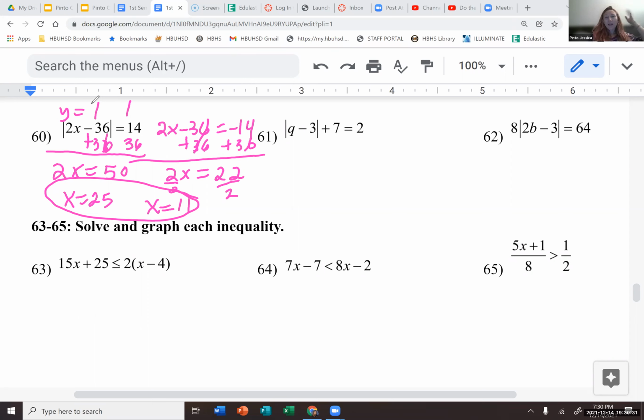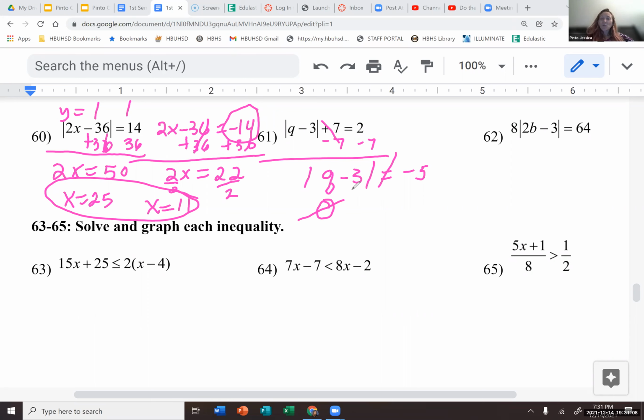Okay, so 61, I can tell looking at it, I need to isolate the absolute value first. So when I subtract 7, this problem is just kind of a waste of time. I get the absolute value of q minus 3 is equal to -5. But remember, we said absolute value is distance. Distance is always measured in positive units. Even though we create a negative answer, we create that after it's equal to a positive only. So this one has no solution. So now we're done.